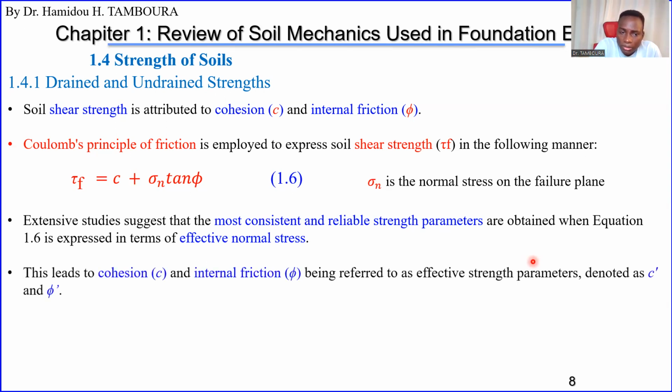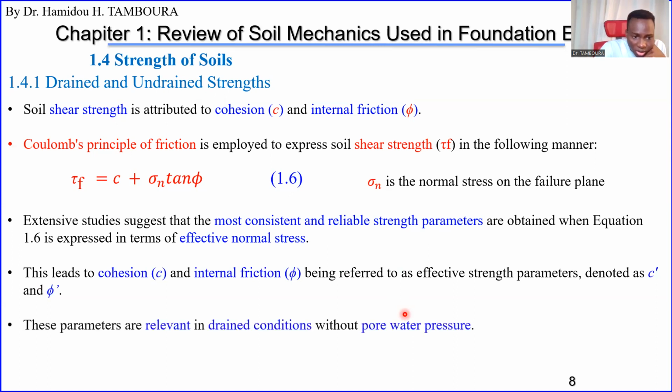The strength parameters. Okay. So this leads, because if you are going to effective ones, to cohesion and internal friction angle being referred to as effective strength parameters, because the first point here is saying that these strength parameters are cohesion and internal friction angle. So the effective ones will be c prime and phi prime. Okay, effective ones. Like sigma prime means effective stress also. So these parameters are relevant in drained condition without pore water pressure. Okay.